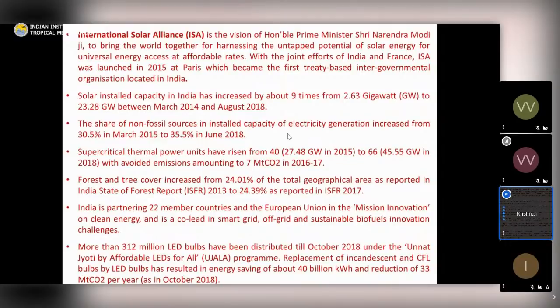India is partnering with 22 member countries and the European Union in Mission Innovation on clean energy, and is a co-lead in smart grid, off-grid and sustainable biofuels innovation challenges. More than 312 million LED bulbs have been distributed till October 2018 under the Unnat Jyoti by Affordable LEDs for All, UJALA, program. The replacement of incandescent and CFL bulbs by LED bulbs has resulted in energy saving of about 40 billion kilowatt hours and a reduction of 33 million tons of carbon dioxide per year as of October 2018. This is all from the Ministry of Earth Sciences, Government of India.